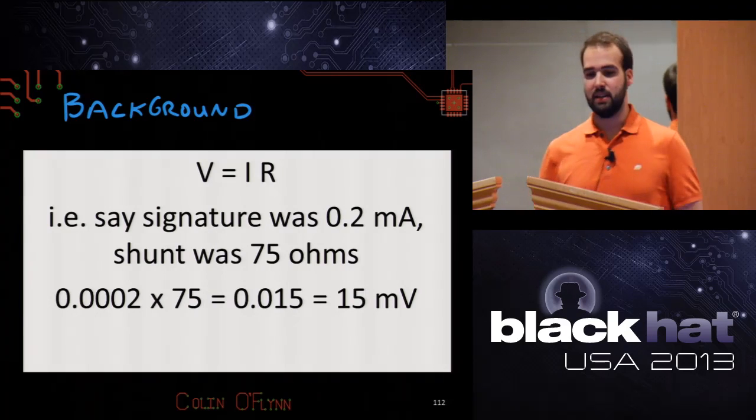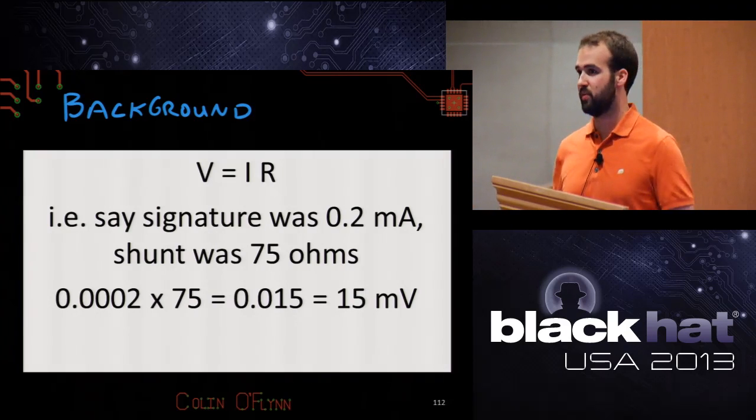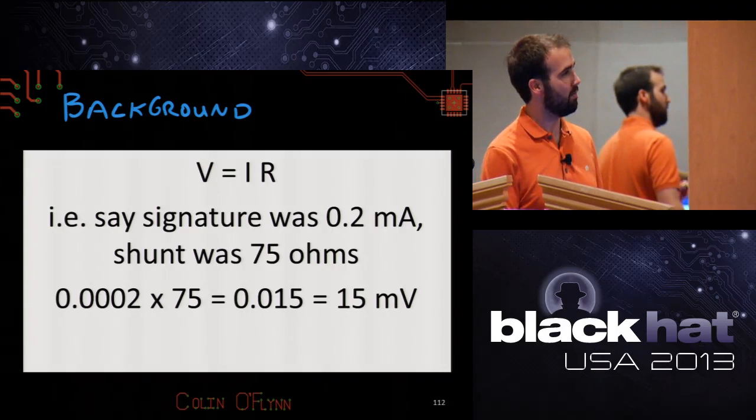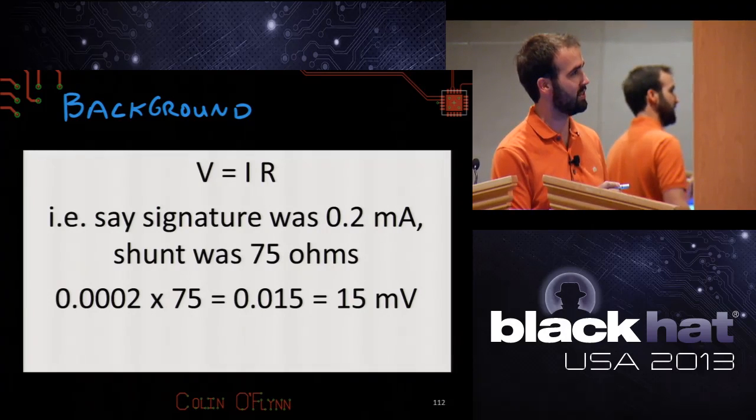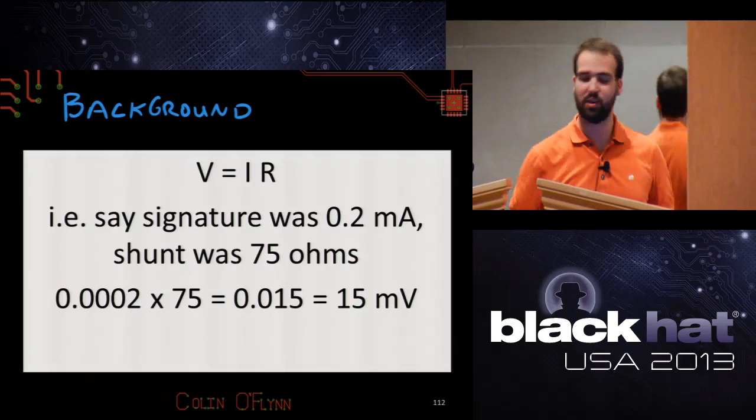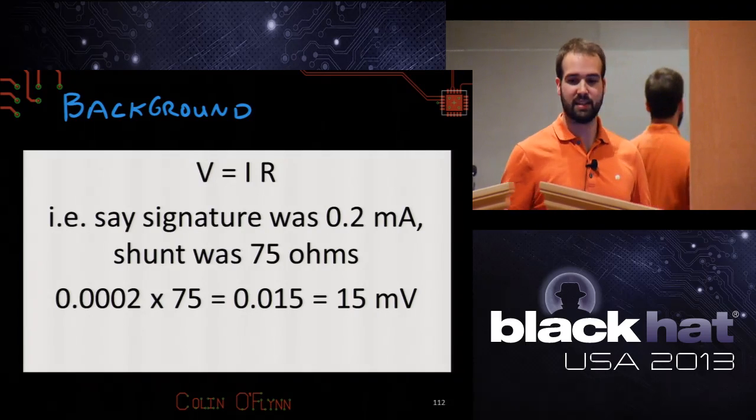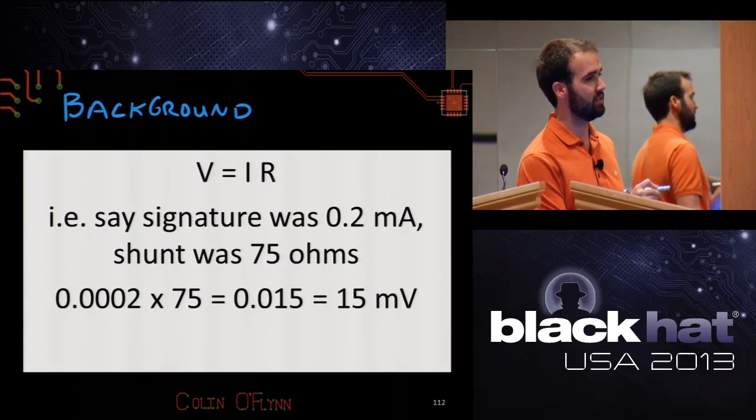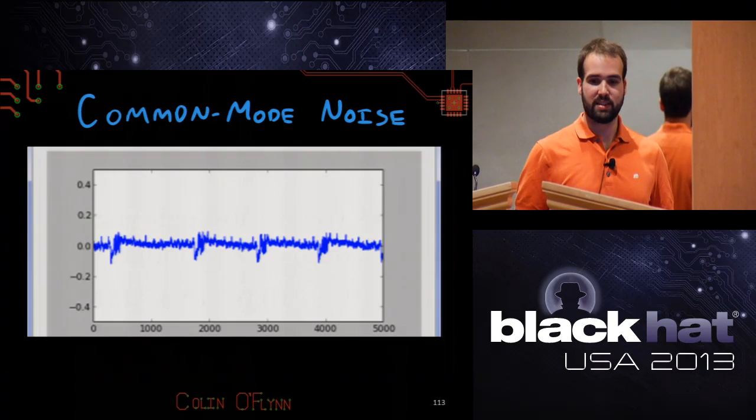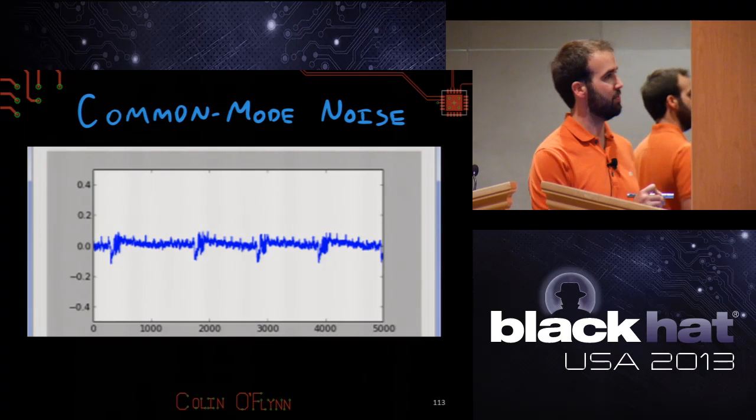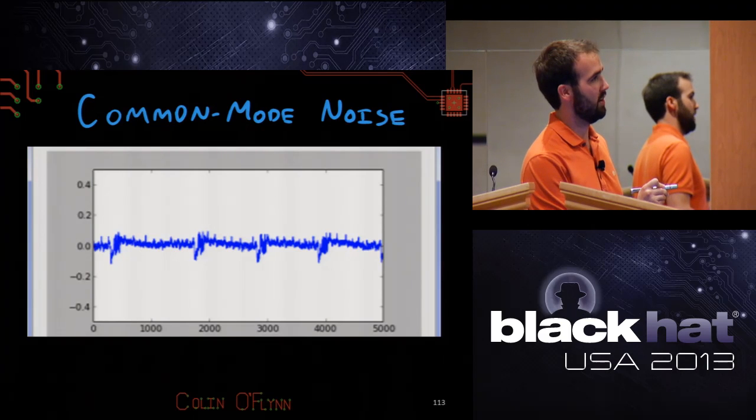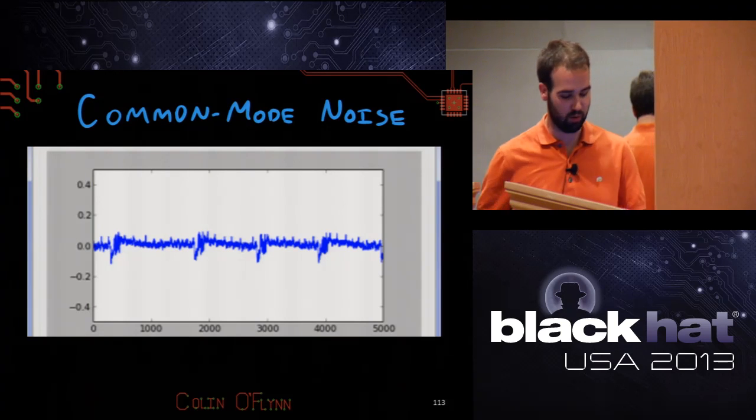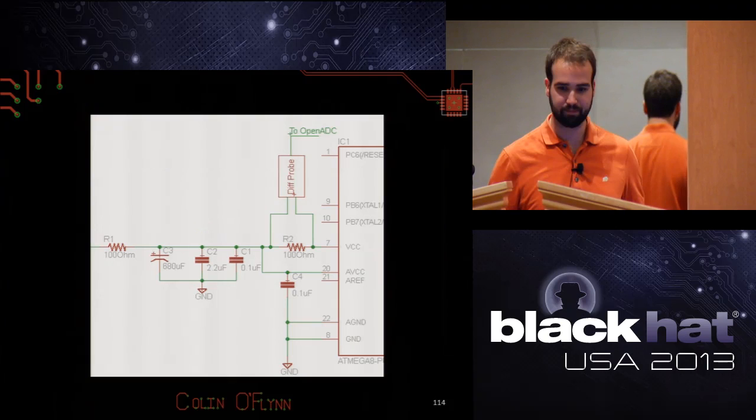Why we use it is we know from before Ohm's law, voltage equals current times resistance. If we were trying to measure something like this 0.2 milliamp signature, so I'm trying to capture a tiny variation in the power, across that 75 ohm resistor, it's going to mean I'm trying to measure about 15 millivolts. If we have a lot of noise in the system, this might be 20, 50, 100 millivolts peak to peak of noise, it's going to obliterate that signal, and we're not going to be able to recover the signal.